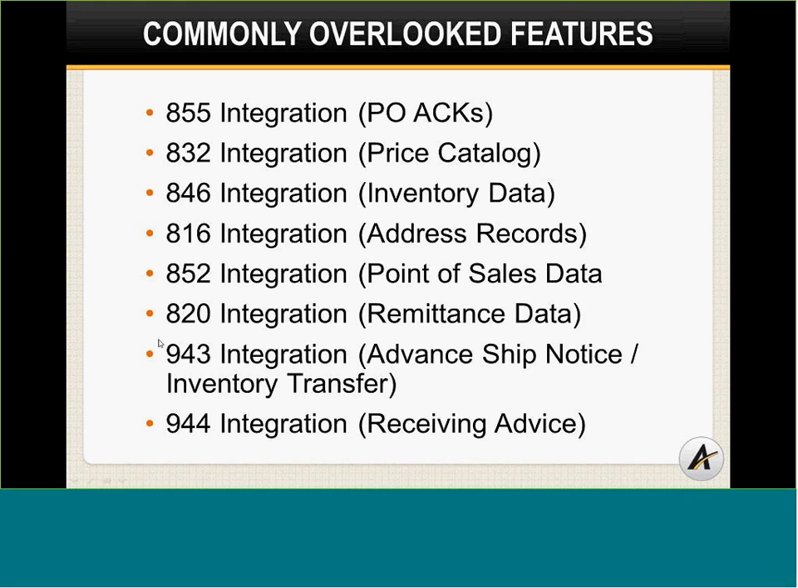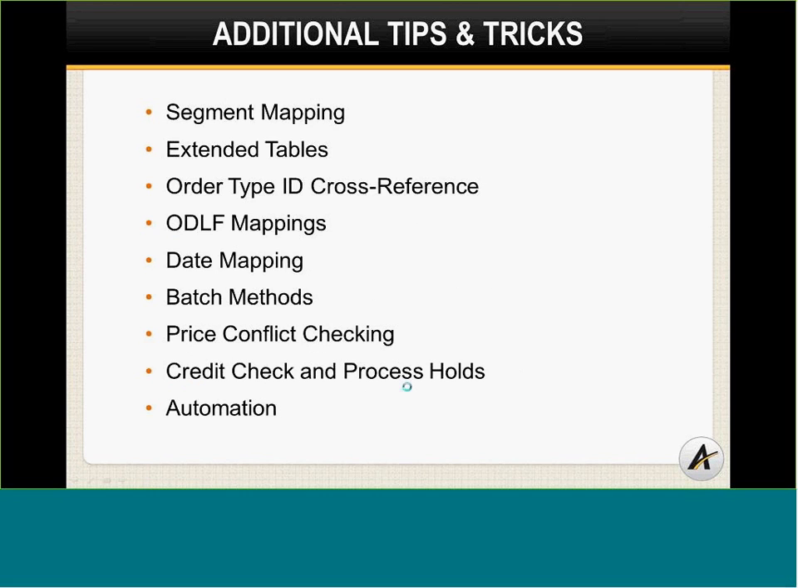The 943, if you're using a 3PL, is a common document that's overlooked. This could help with advising your 3PL of when inventory is being delivered to their facility or transferred over from a different warehouse location. And the 945 coming back really helps you confirm that they did in fact receive what they were supposed to receive, and helps you drive the receiving process into your system.